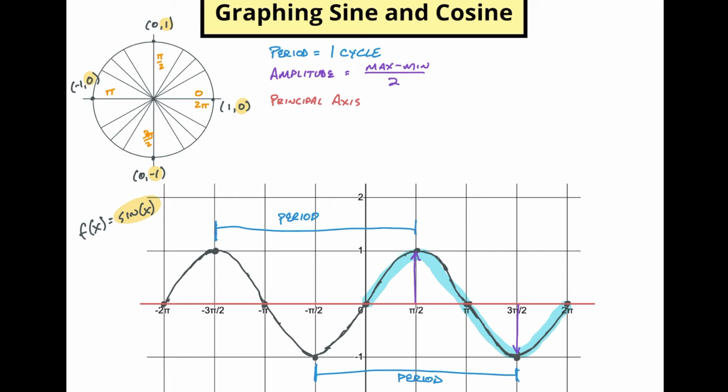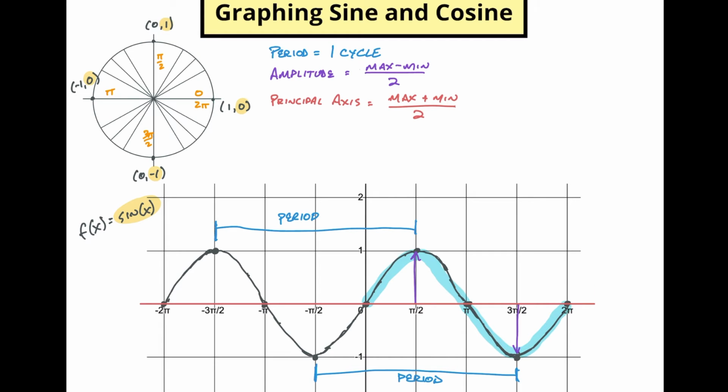And to find that is going to be very similar to finding the amplitude, but that's going to be the max plus the minimum divided by 2. Because now we want to find the average of this. We want to find the exact center, not this distance. This distance is for our amplitude, but this middle line is where we find the principal axis. And those are the key points of a sine graph. So here I've drawn 2 periods of this. 1 period, 2 periods. We've got our principal axis on the x-axis and an amplitude of 1.